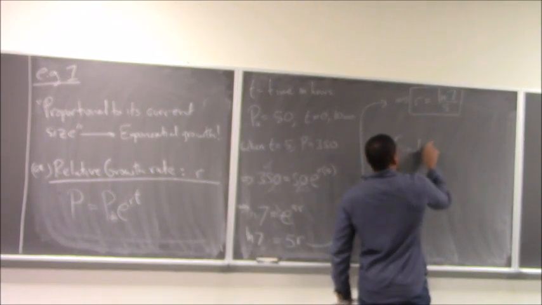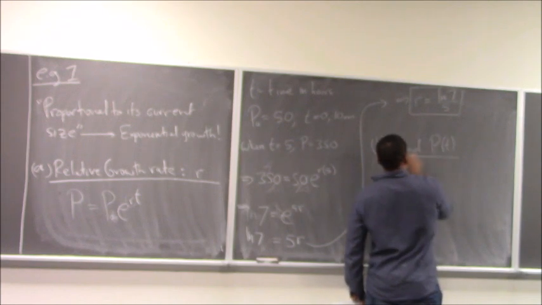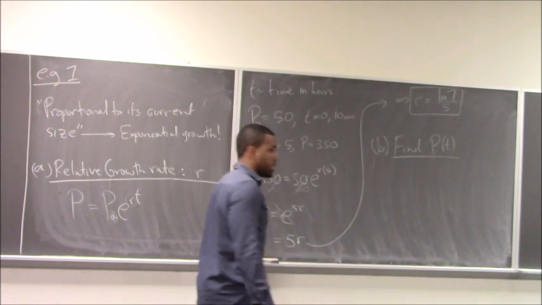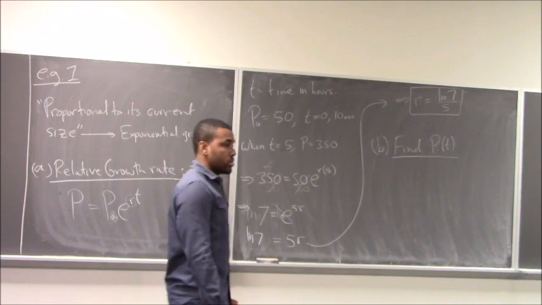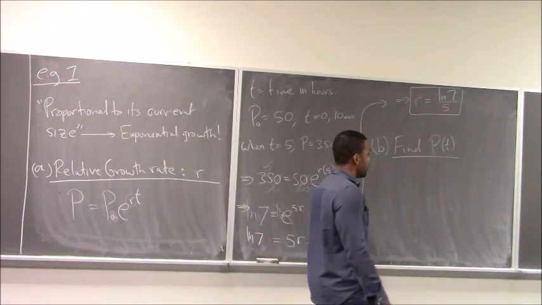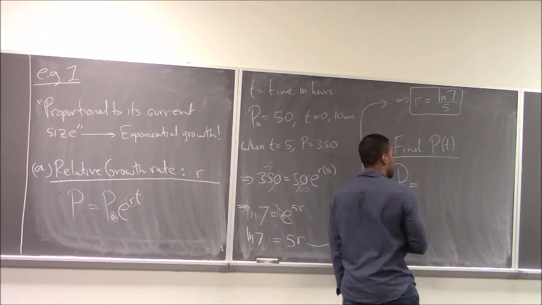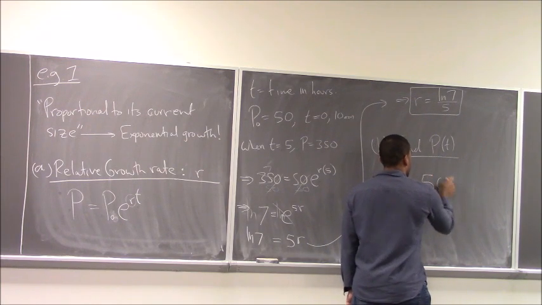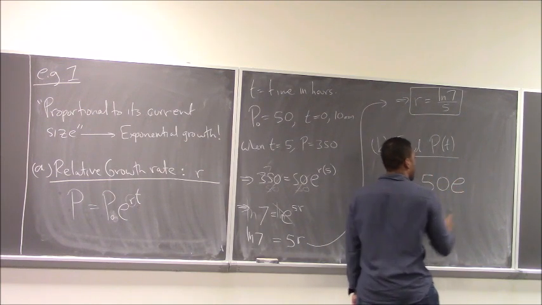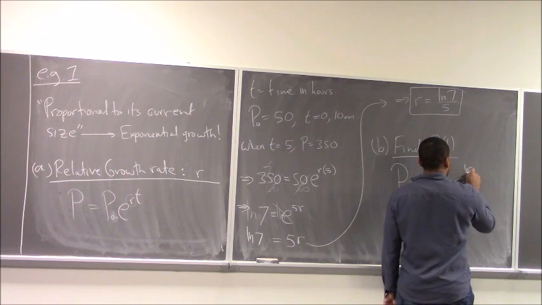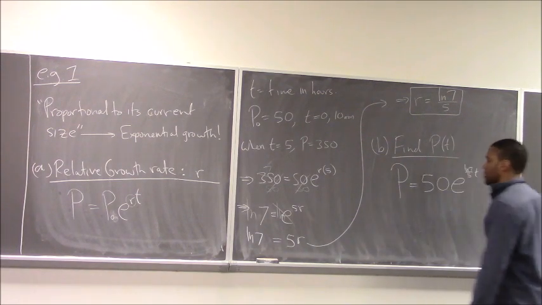So in B, I want to find a formula for P of T. The general formula, how can we say it? Write it down now. So it's P equals 50 e to the ln 7 over 5 times t.